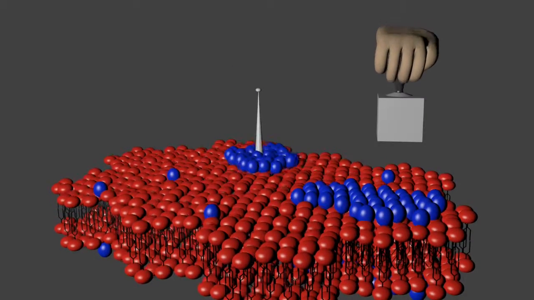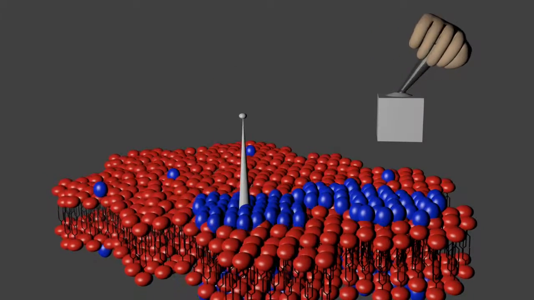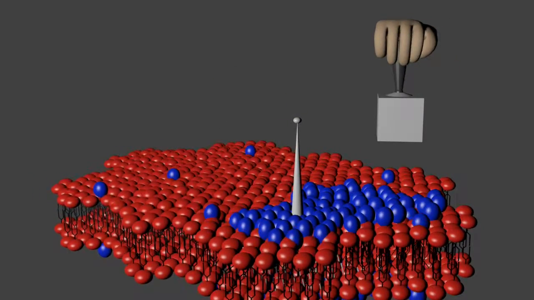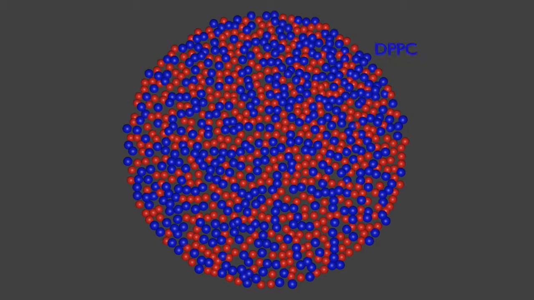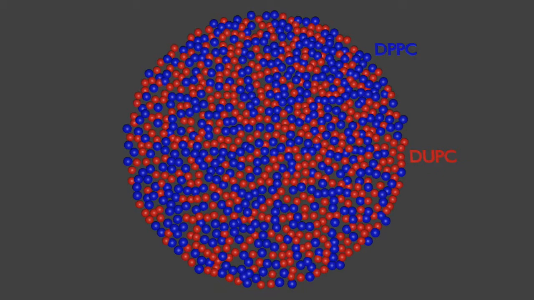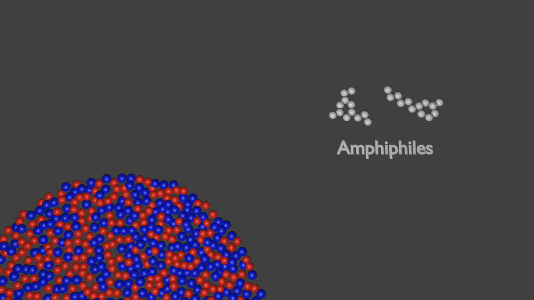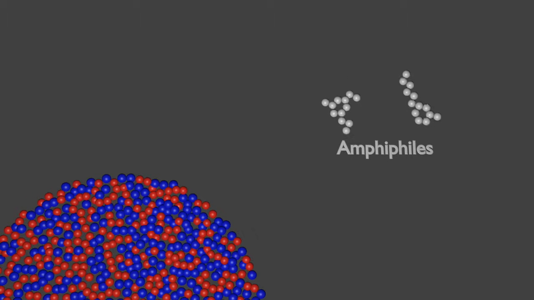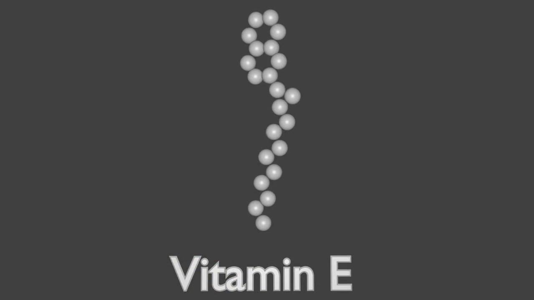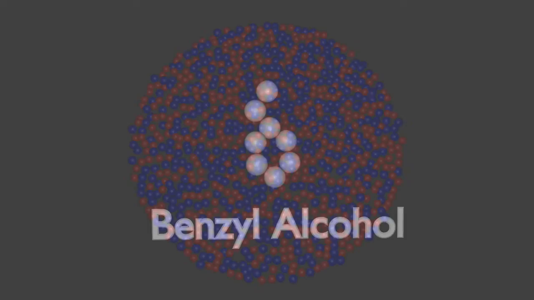Researchers in the Mechanobiology Laboratory at Penn State studied techniques that could be used to manipulate the formation of lipid domains. Researchers ran computer simulations using lipids called DPPC and DUPC. The researchers investigated how compounds called amphiphiles would affect how much the DPPC and DUPC would form lipid domains. The three amphiphiles tested were vitamin E, a compound called Triton X, and benzyl alcohol.